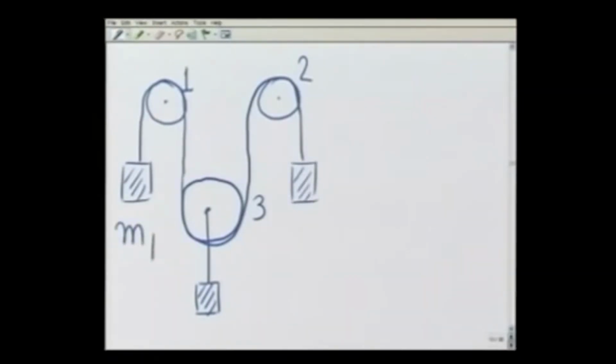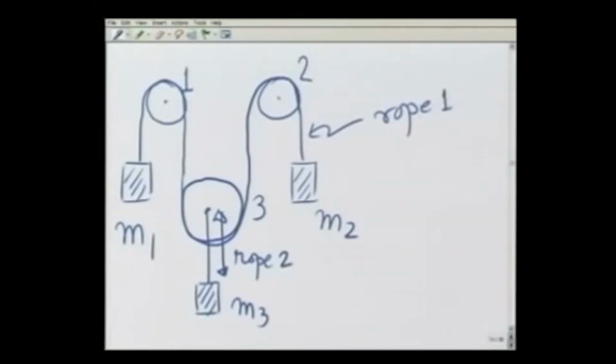This is mass M1, this is mass M2, this is mass M3, and this is attached again by a rope. Call it rope 2, call this rope 1, and both are of fixed length. And what I want to do now is, when I release this system, how does the motion take place? For example, where does M1 move? What is its acceleration? Where does M2 move? What is its acceleration? How does M3 move? What is its acceleration?